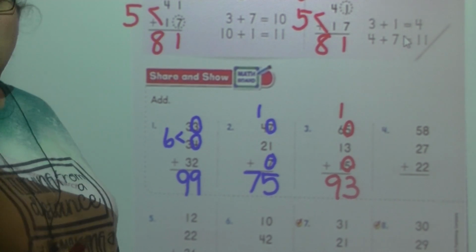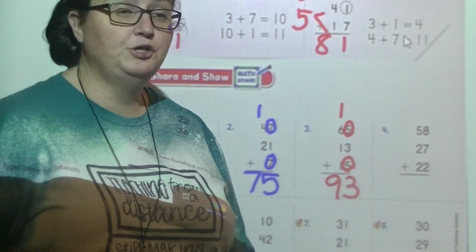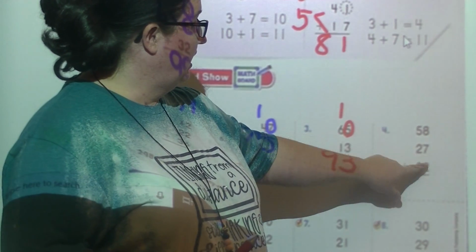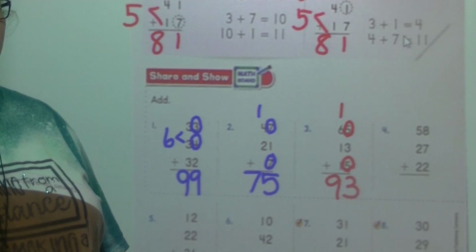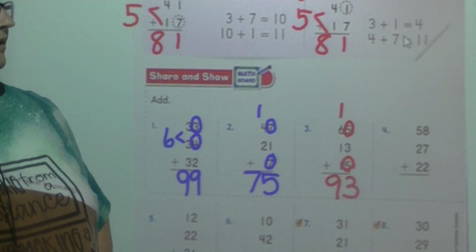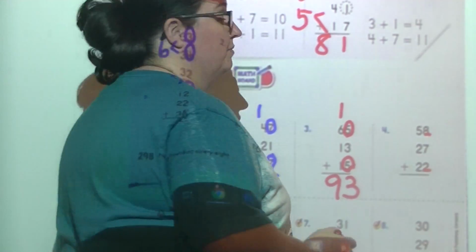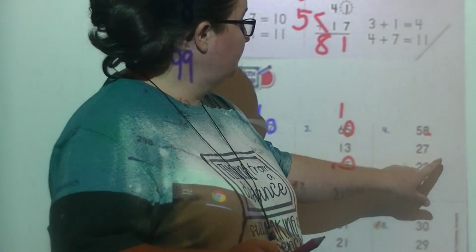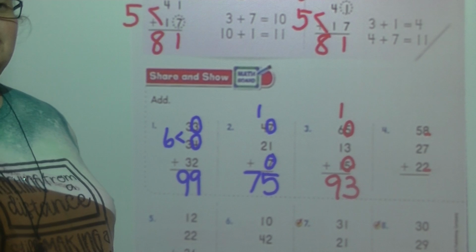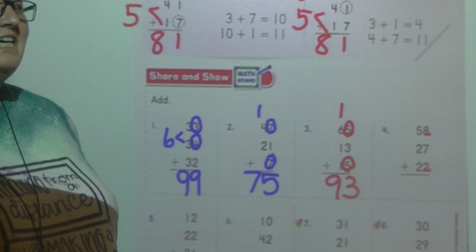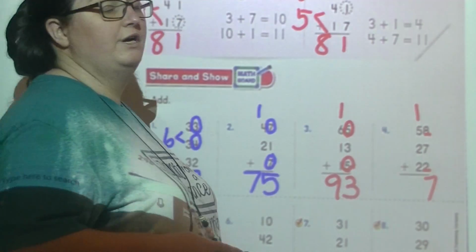All right, number 4. 58 plus 27 plus 22. All right, do you see any digits in the ones place that we could easily add together? All right, I see a group of 10. 8 and 2 make a group of 10. So 8 plus 2 is 10. What's 10 plus 7? 17. 17 is 1 ten and 7 ones.